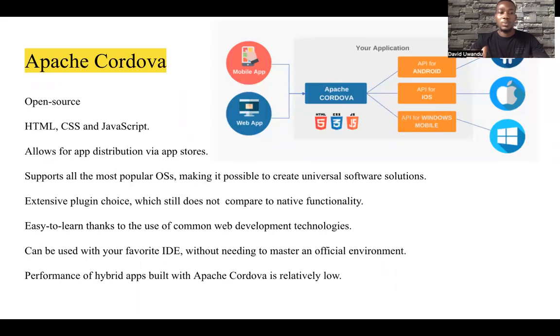And it has extensive plugin choice. It is easy to learn, and can also be used with your favorite IDE. So you can use Visual Studio Code, Android Studio, or any other IDE that you prefer to use to build apps with Apache Cordova. Yes, and also the performance of hybrid apps with Apache Cordova is relatively low compared to other frameworks out there, but it is still very effective and still very good to use.